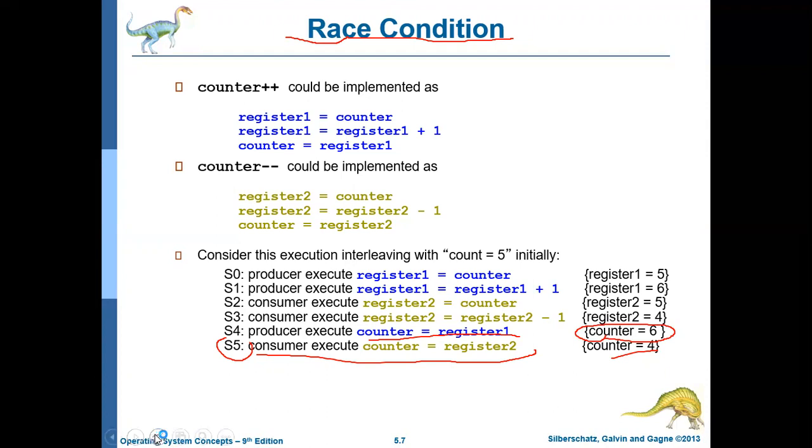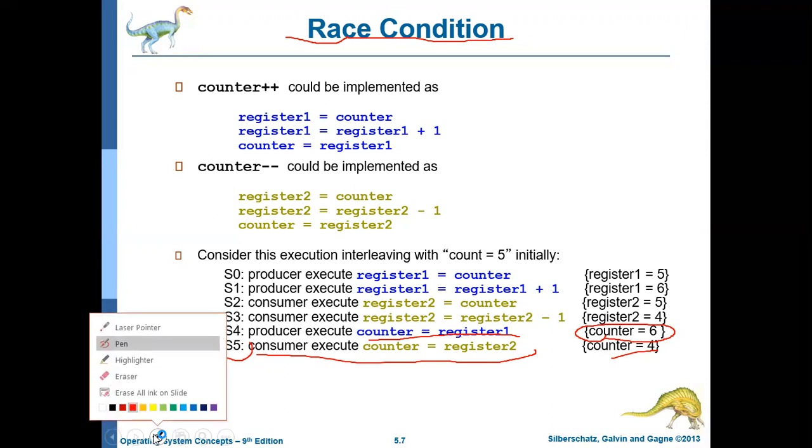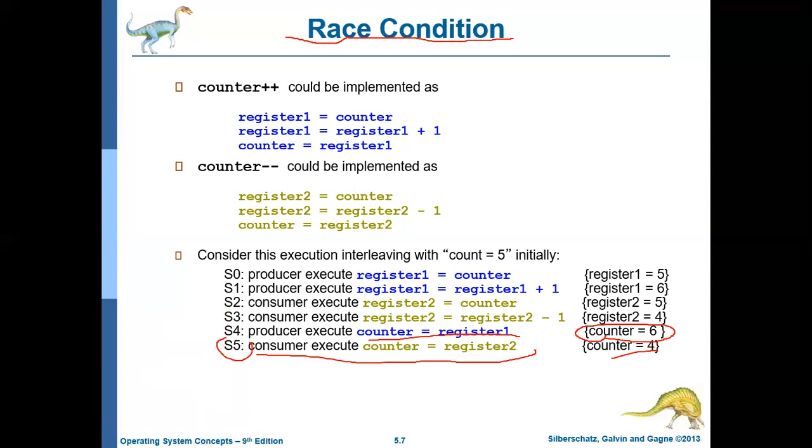So this is a data inconsistent state. The final value of the shared variable depends on which instruction executes last. That concept is called a race condition.